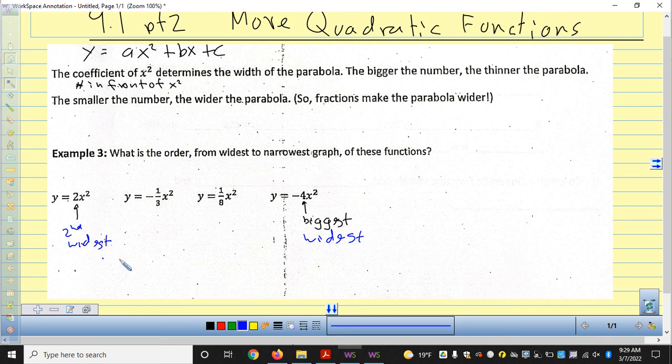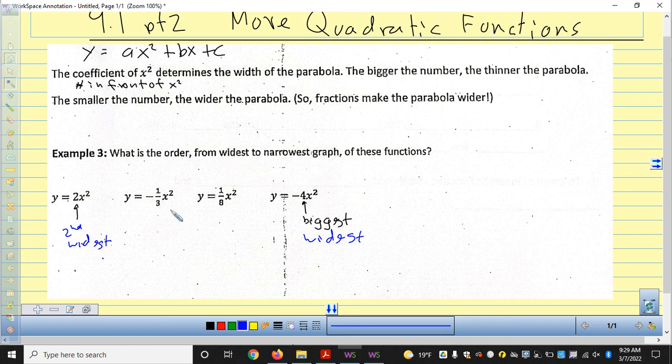Yes? Does the negative or positive matter? It doesn't matter. Remember the negative in front of the number in front of the x squared determines whether it opens up or down. So the negative would just turn it upside down, but the number itself is what decides whether it's wide or narrow.